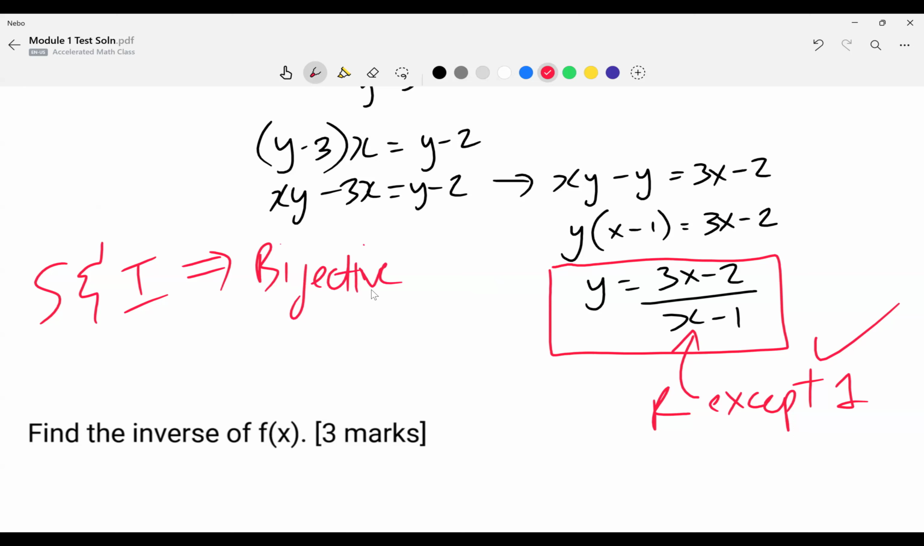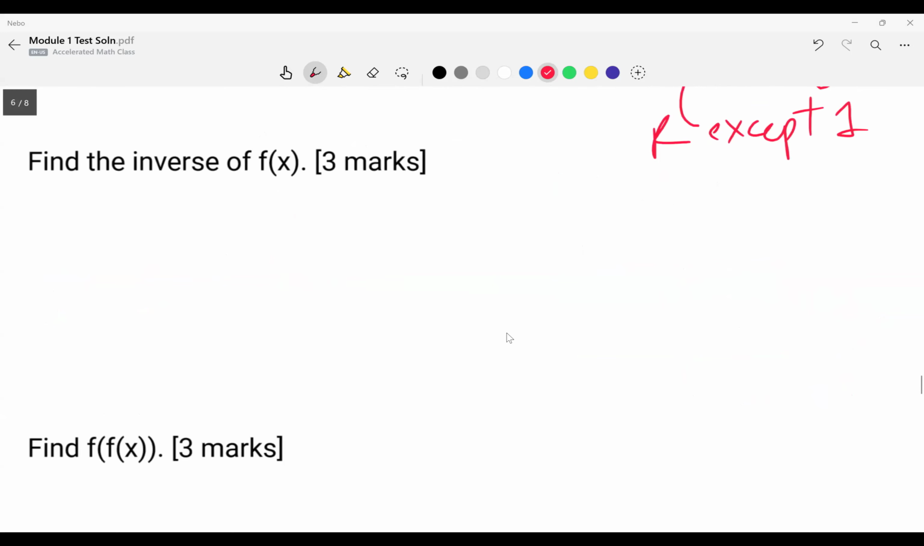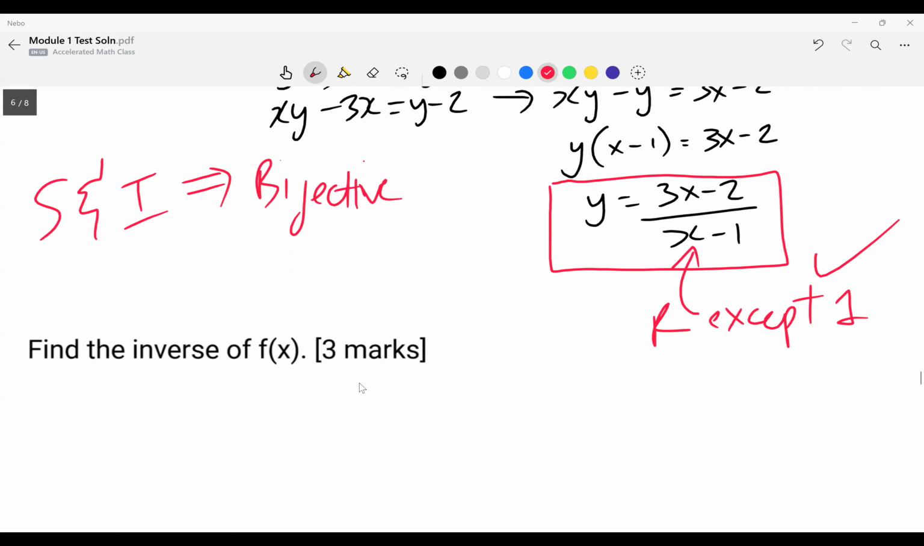Cool. Any confusion? No confusion. Cool. Find the inverse of f of x. This is the same thing as here.